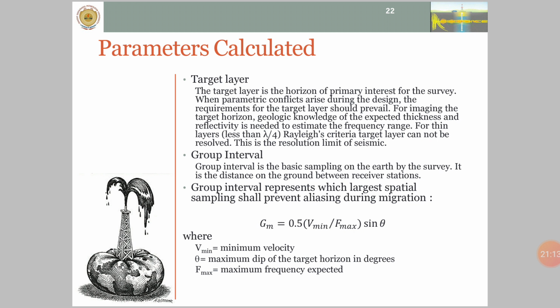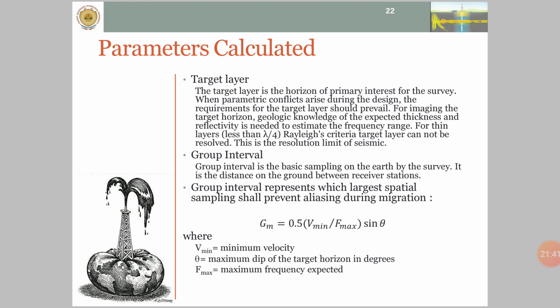We know that by Rayleigh's criteria, the thinnest bed which can be resolved depends on the tuning thickness. This is calculated as lambda by 4, where lambda is the incident wavelength. Rayleigh's criteria is given as lambda by 12, but for all practical purposes the tuning thickness is calculated as lambda by 4.